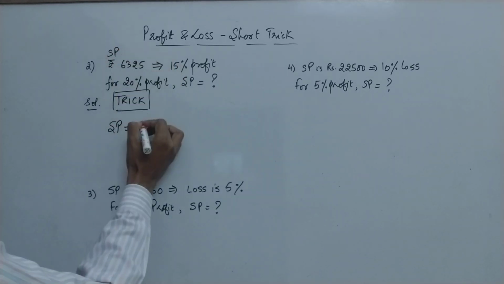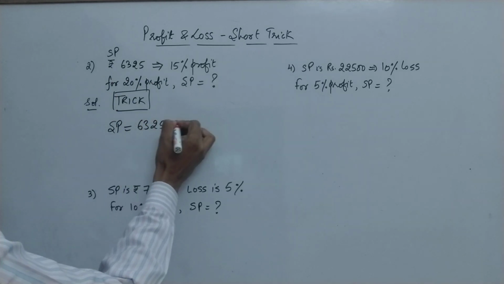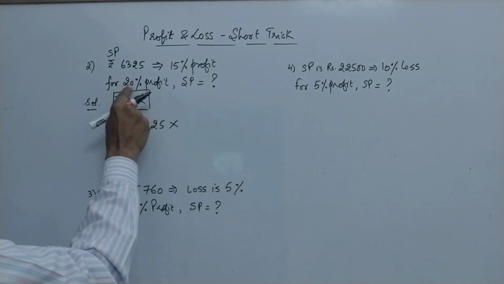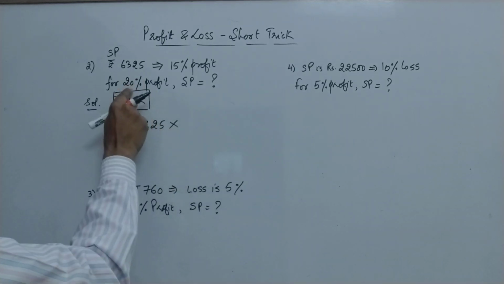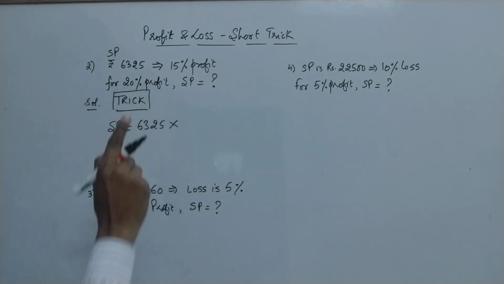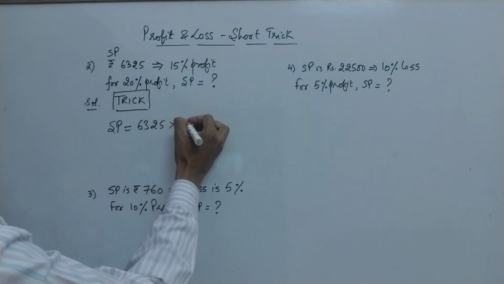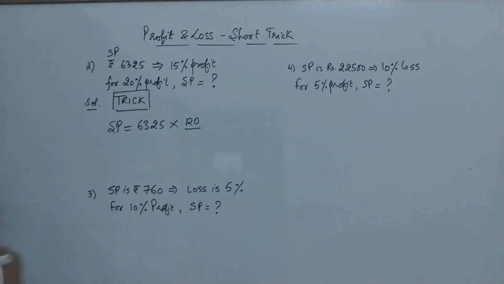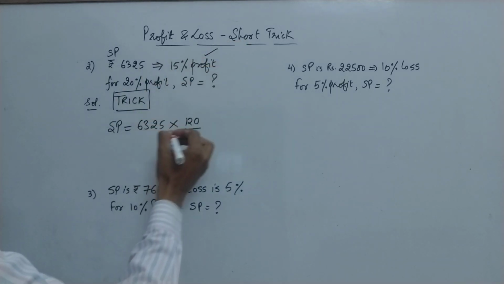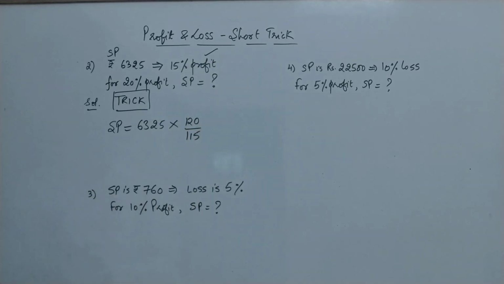So what is the selling price? The amount which is given is 6325. Multiply by, take the second case first. You have to write in the numerator what is desired. What is given comes in the denominator. 20% profit is always added to 100, so 120, and divided by what was given. 15% profit means 115. Now you can solve this and get to the answer very easily.